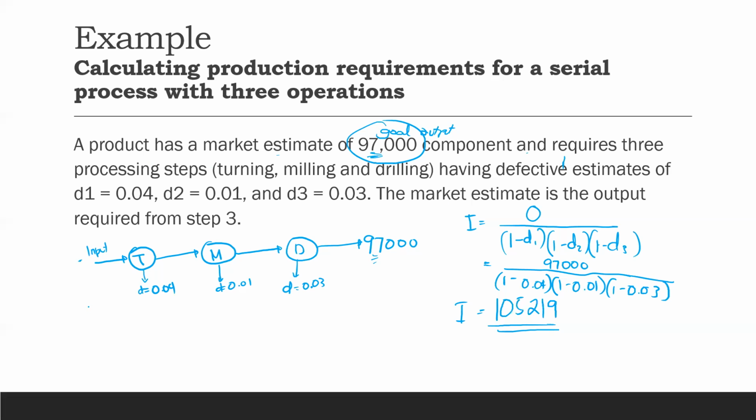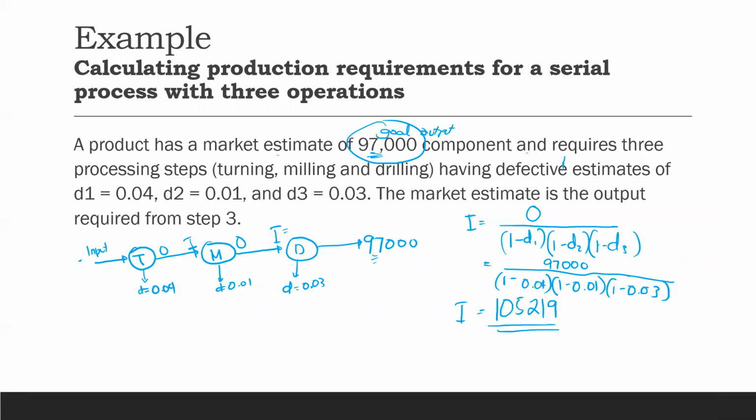Ngayon, pwede nating tingnan siya pabalik. Di ba yung output or itong 97,000, that's the output of the drilling. And then meron ditong input. And then meron ditong output. Then meron ditong input. Then meron ditong output. Kung titingnan natin siya pabalik, gaano karami kaya yung input dito sa drilling? Okay, so balikan lang natin. So, 97 divided by 1 minus 0.03.